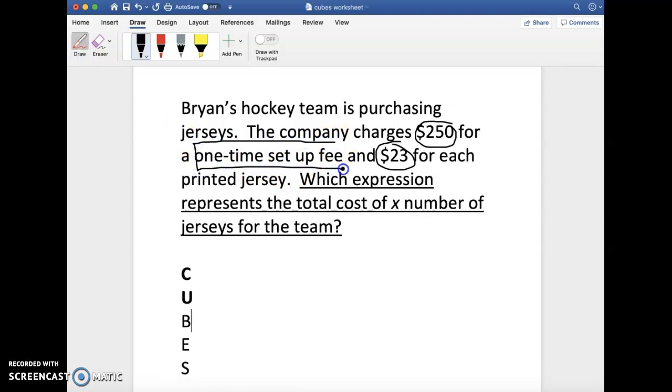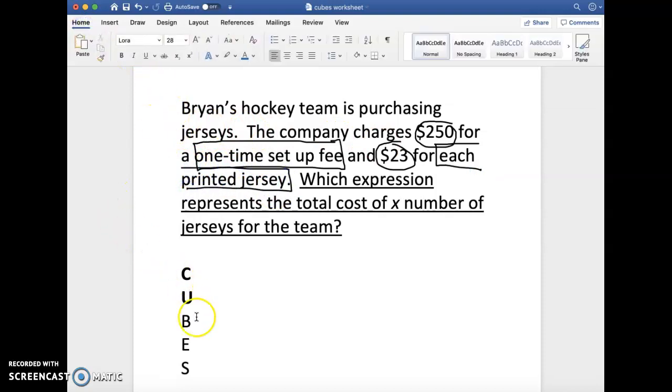Sorry for the messy box. And $23 for each printed jersey. So again, each printed jersey, that is key. So each printed jersey is going to be boxed. Okay, so we have circled, we've underlined, we have boxed.